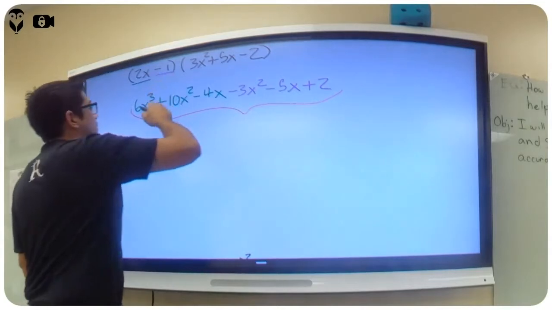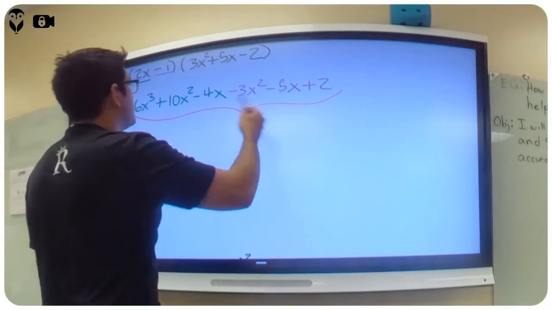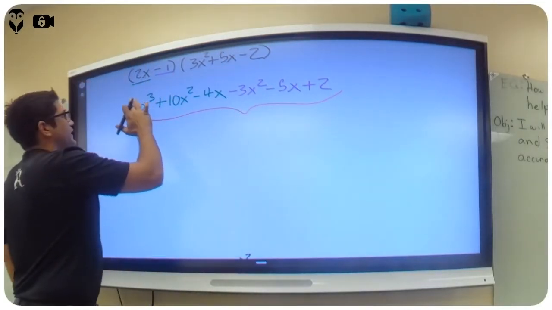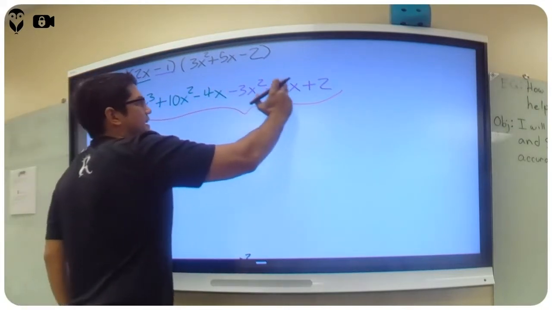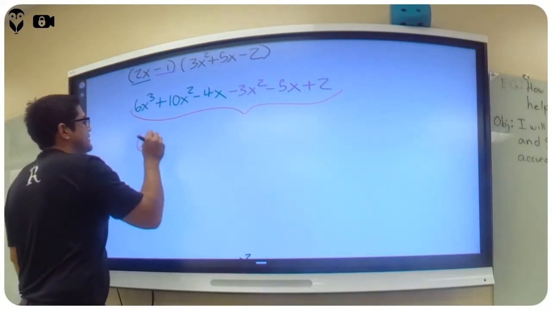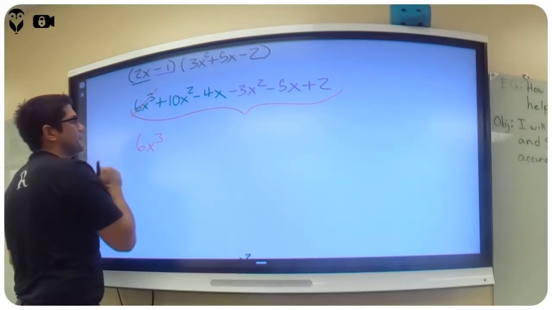You see how I see more than 1 x squared, more than 1 x? That's not consolidated. We have to consolidate it. So x to the third. Do I see anything that's x to the third or greater? No. So I'm just going to drop that down. 6x to the third.